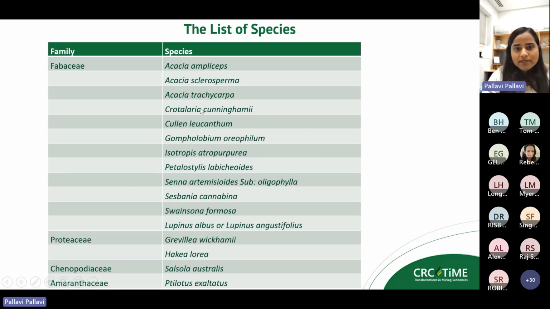This is the list of the species that I'm going to use in my glasshouse experiment. These species are selected on the basis of the field visit to the mining site. There are some species from the Fabaceae family, some from Proteaceae, Chenopodiaceae, and then Amaranthaceae.